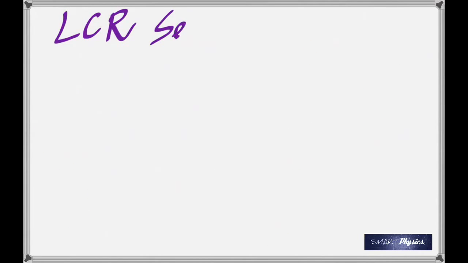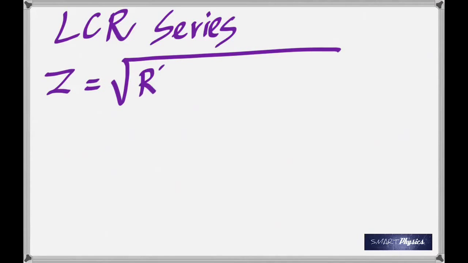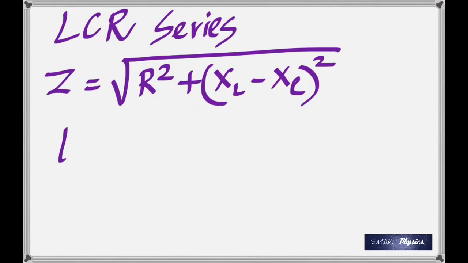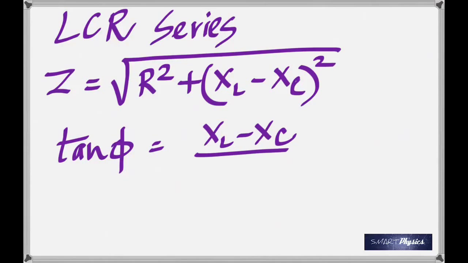So when you put all these three together in series with each other, you get an LCR series circuit in which the impedance, which is a combination of the resistance and the reactance, is given by square root R squared plus (XL minus XC) whole squared. And the phase difference between the applied EMF and the current, tan phi, is given by (XL minus XC) by resistance.